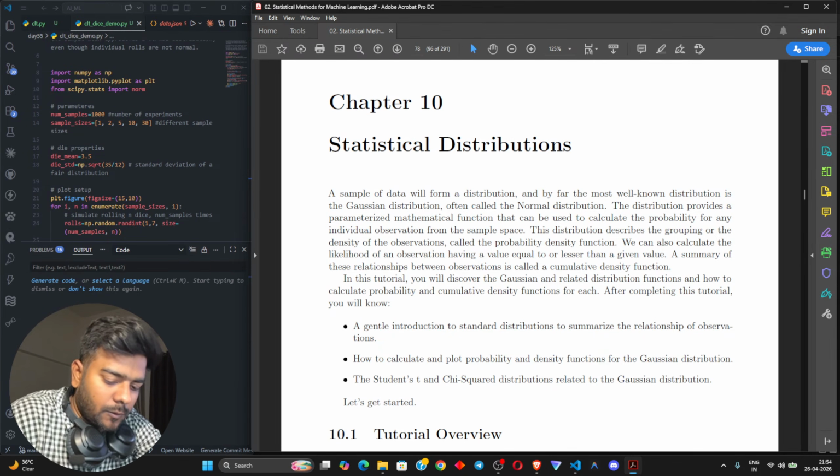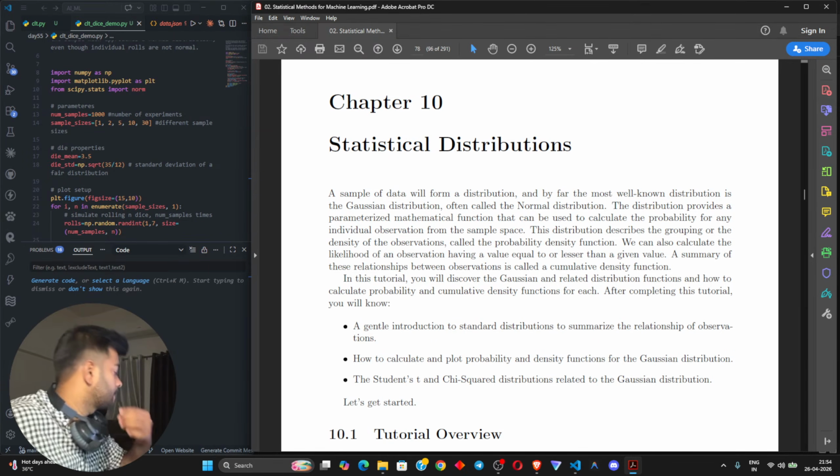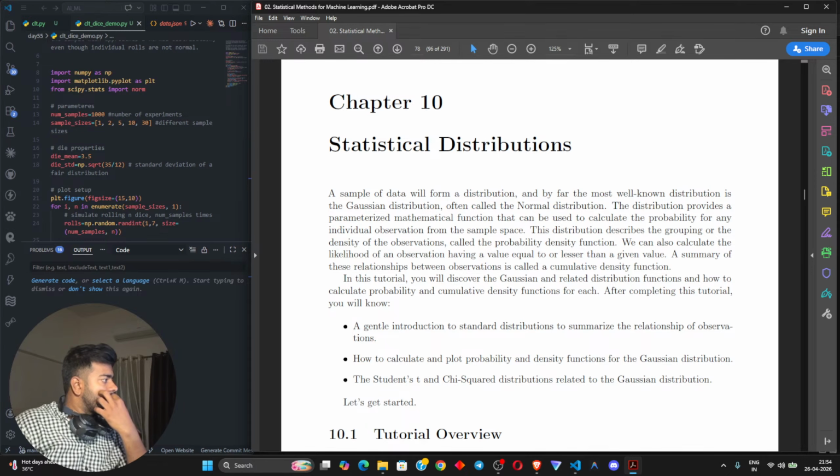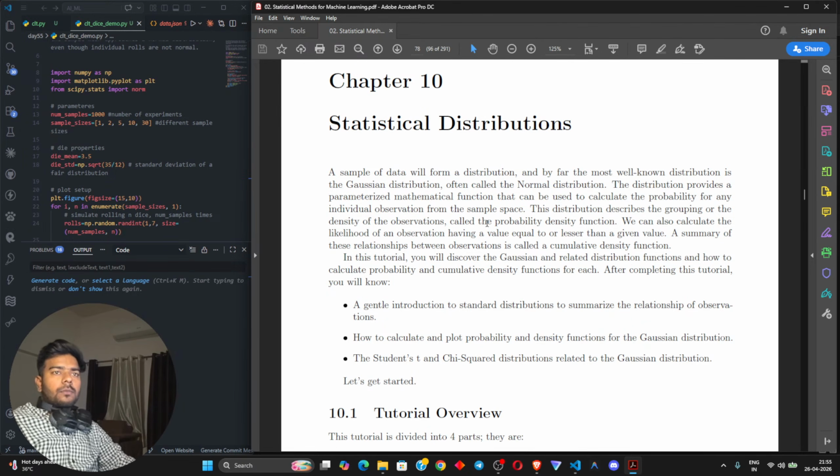Statistics. And part of data distribution, and by far the most well-known distribution is the Gaussian distribution, often called the normal distribution. The distribution provides a parameterized mathematical function that can be used to calculate the probability for any individual observation from the sample space. The distribution of the characteristic grouping or density of the observations is called the probability density function, or PDF. We can also calculate the likelihood of an observation having a value equal to or lesser than a given value. A summary of these relationships.